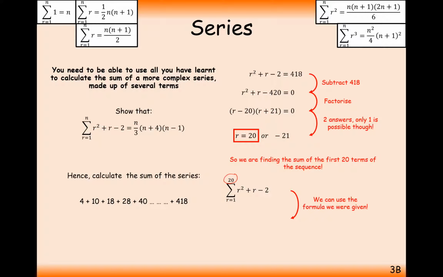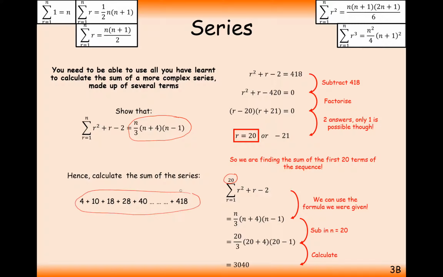And now all we need to do is substitute 20 into the formula that we worked out effectively in part A of this question. So 20 substituted in, 20 divided by 3 times 24 times 19 will give us 3040, which is going to be the same as this expression here.